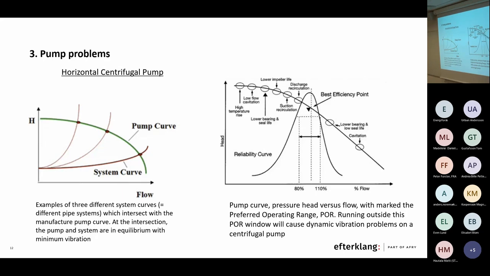But the output is that if you get from your supplier that the best efficient point is here, but your system is saying here, then you can understand why your pump is breaking. So this is extremely important that you verify that when you buy the new pump. And here is an example of the connecting pump system, which causes the braking forces to the pump.